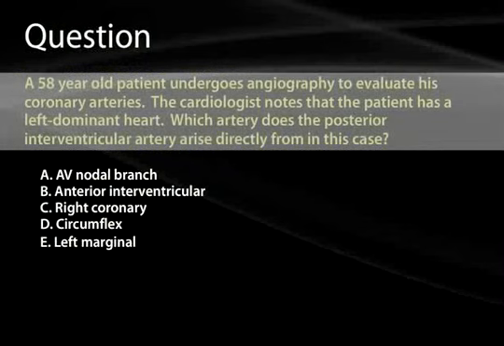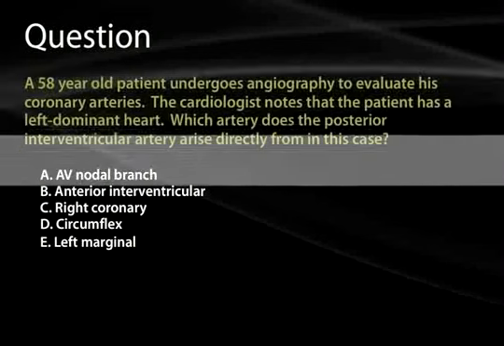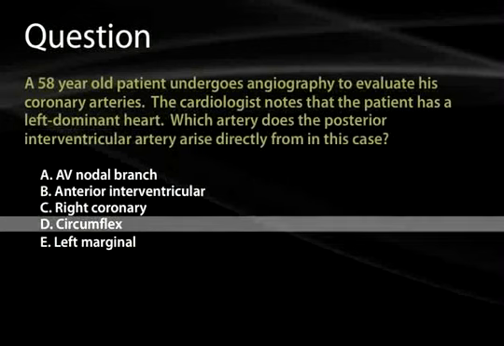Let's do a question. A 58-year-old patient undergoes angiography to evaluate his coronary arteries. The cardiologist notes that the patient has a left dominant heart. Which artery does the posterior interventricular artery arise directly from in this case? And you should be thinking of the circumflex.